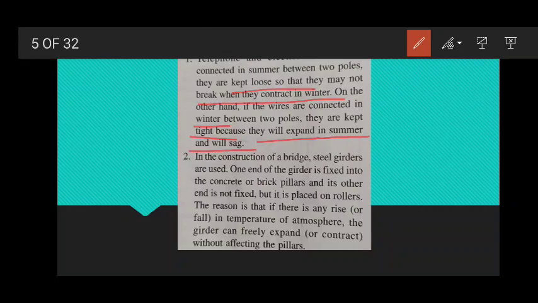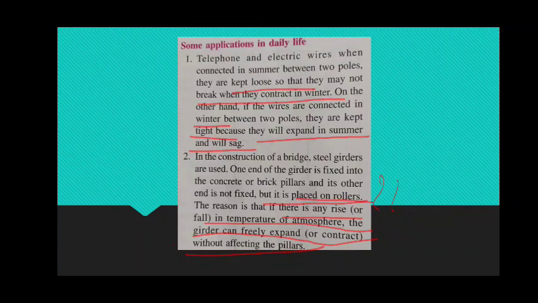Now the next one is, in the construction of a bridge, steel girders are used, and steel girders are placed on rollers. Why are they placed on rollers? The reason is, if there is any rise or fall in temperature of the atmosphere, the girder can freely expand or contract without affecting the pillars. Clear? So that is why the girders are placed on the rollers.